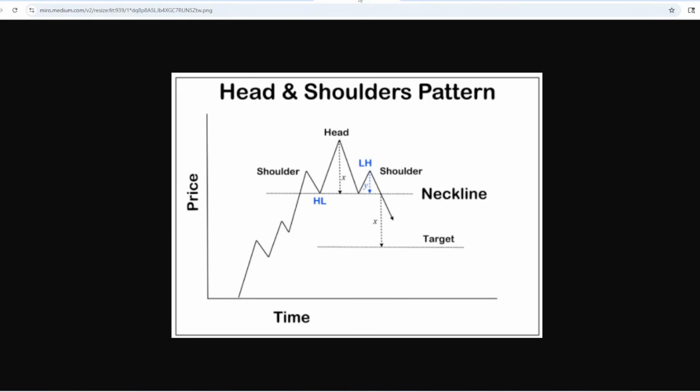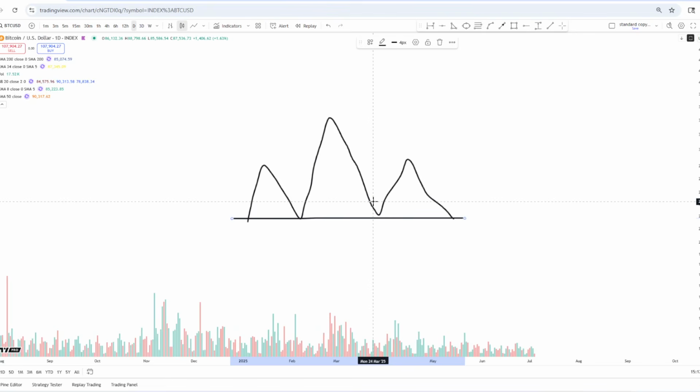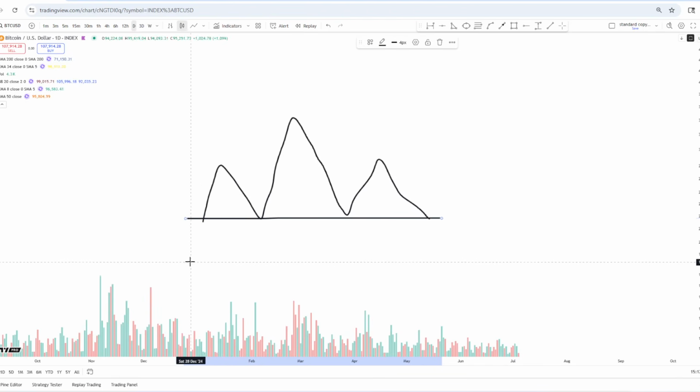For today's lesson, we're going to talk about a HnS, or head and shoulders pattern. Now, there are many nuances to this. One thing you want to keep in mind is that you have an initial thrust up, a second thrust higher, and then a third thrust with a lower high to the head. So we have shoulder, head, shoulder, and then you have a neckline.